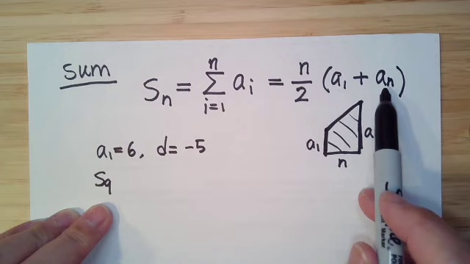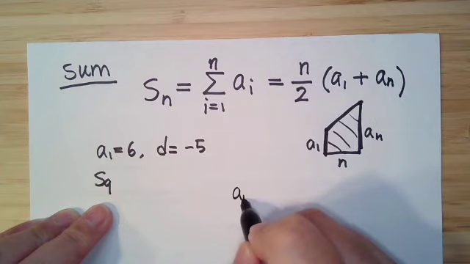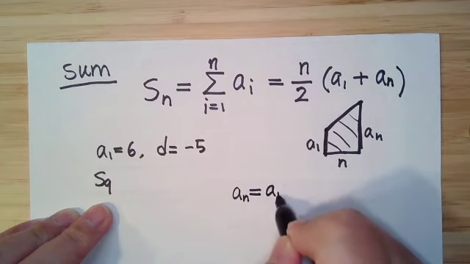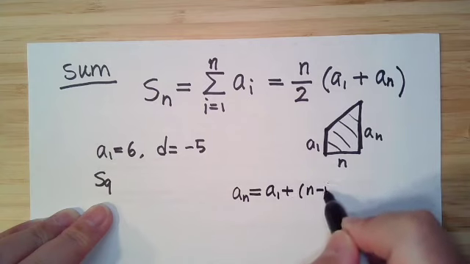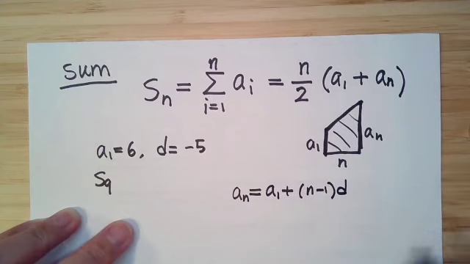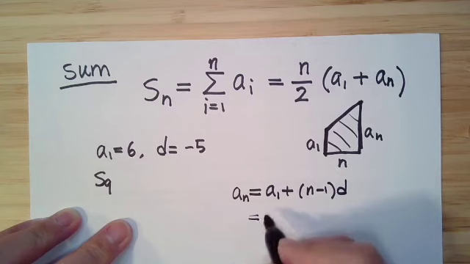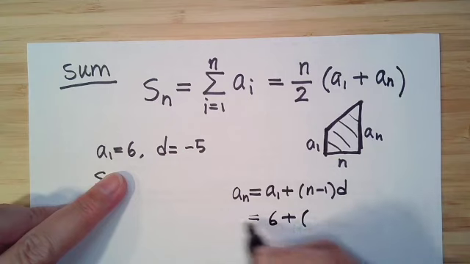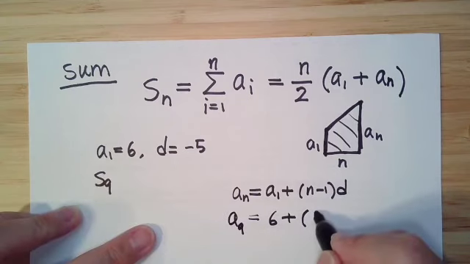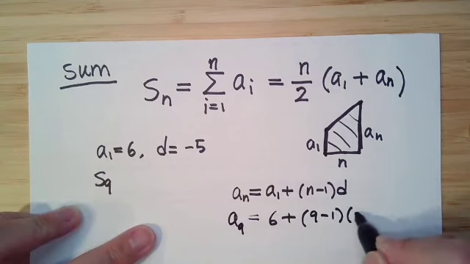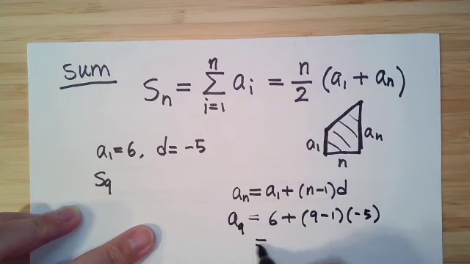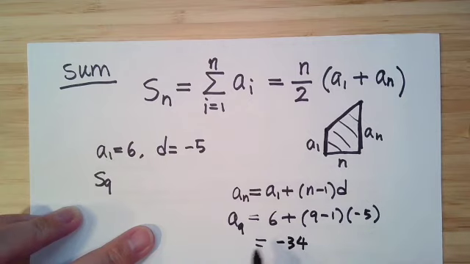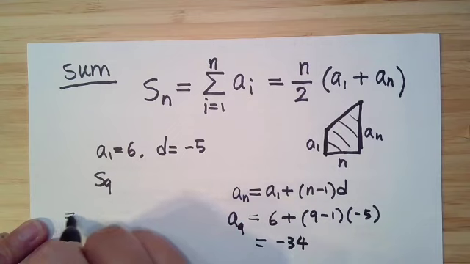I don't have an, but I do have the formula from earlier. an is a1 plus n minus 1 times d. See, you have to use this formula to get an, which is a1, 6, plus, we're looking for a9, so there will be 9 minus 1 times negative 5. This is 8 times negative 5, negative 40. We just did that. And then plus that, we get negative 34. See, I have a9.